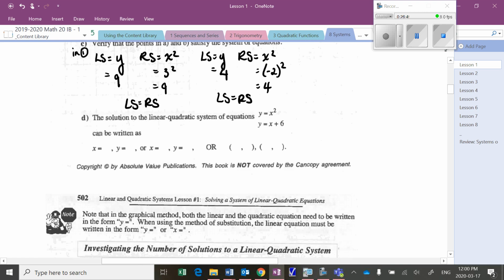And you can see right there. So the solution to the linear quadratic set of equations can be written as x equals 3 and y equals 9, or x equals negative 2 and y equals 4, or as sets of ordered pairs, so (3, 9) and (negative 2, 4). Okay.